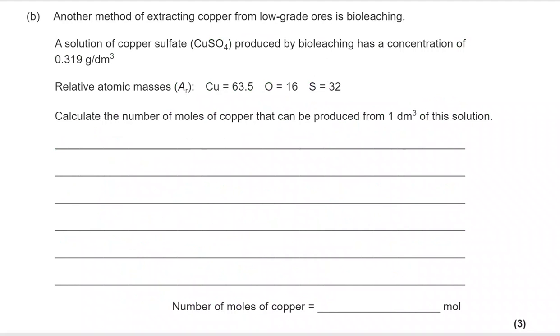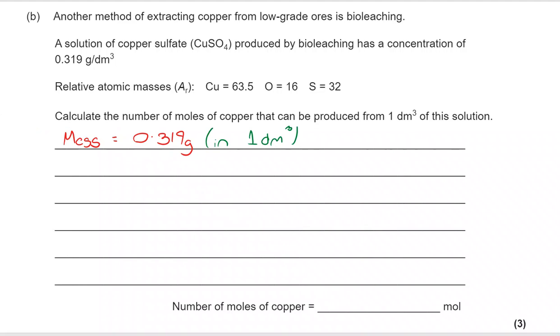For part B, another method of extracting copper from low-grade ores is bioleaching. We have been given some data, and you are going to calculate the number of moles of copper that can be produced from 1 dm cubed of the 0.319 grams per decimeter cubed solution. So in 1 decimeter cubed, we have 0.319 grams.